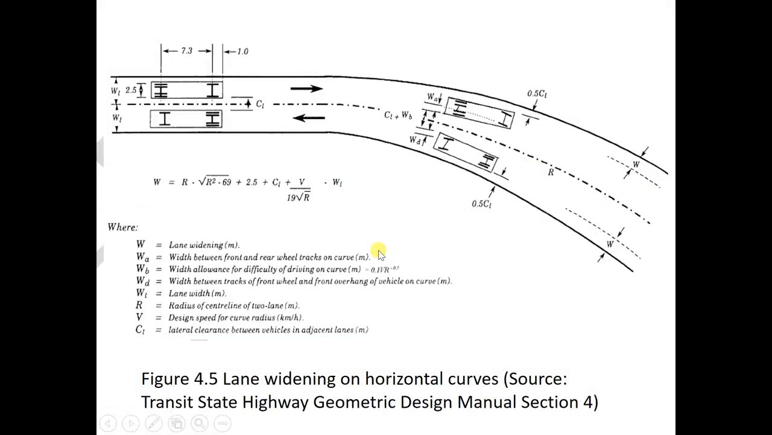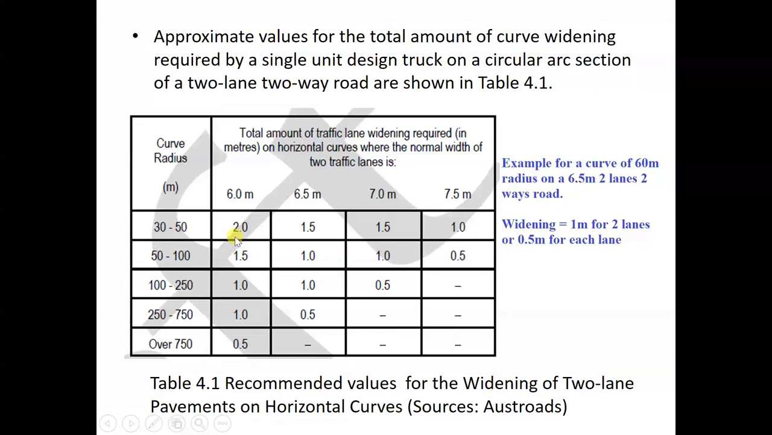Just now we have the widening. Let's say this widening is 1 meter, which means on each lane it will be 0.5. So in this case, even though your shift is 0.3, the widening is 0.5. So in this case, you don't need to provide the spiral as well, because the widening will take care of it. So you just use the circular curve instead of using the spiral, circular and the spiral.